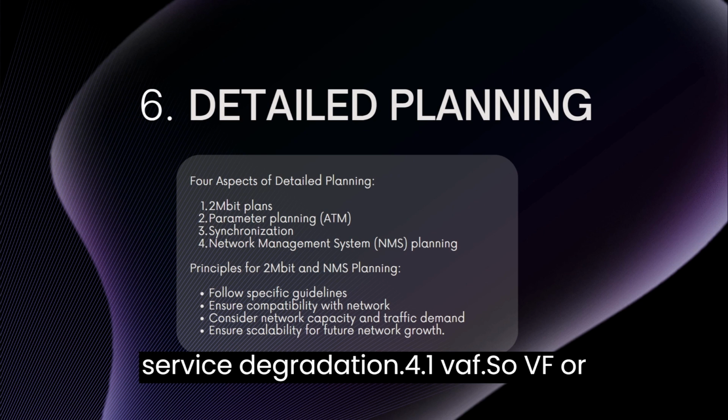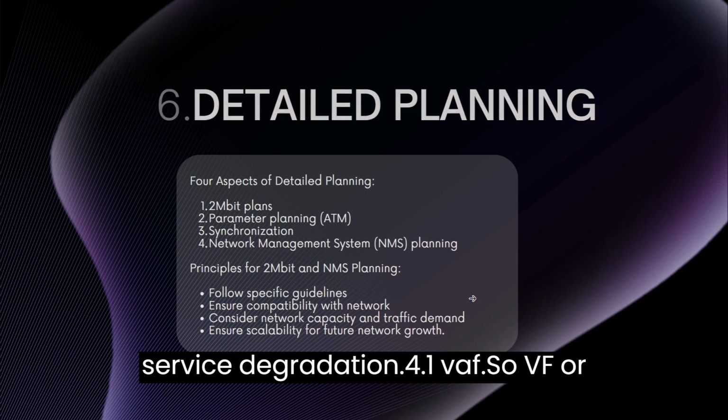Here we come into part 6, which is detailed planning. Detailed planning has 4 major aspects, which are 2 megabit planning, parameter planning for ATM, synchronization, and network management system or NMS planning. And when it comes to 2 megabit planning and NMS planning, there are certain principles that need to be followed here.